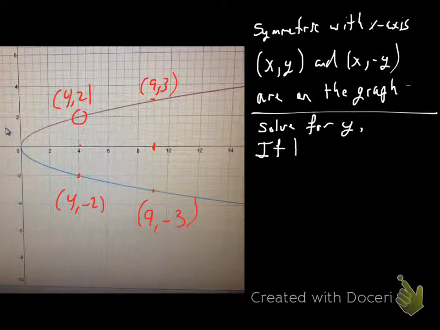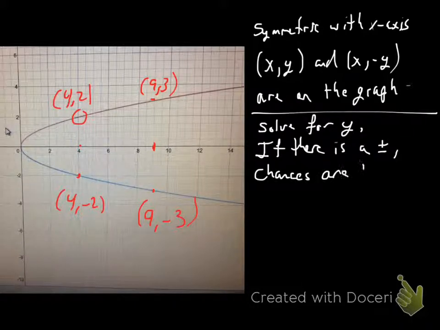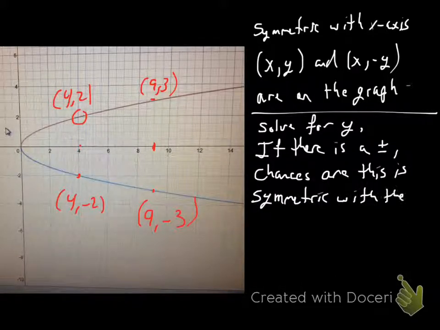So most of the time, our function is going to be solved for y, or it's going to say f of x equals. Now here, if it doesn't say y equals, like in this one, I think it's going to say x equals, and then we'll have to solve and we'll get a plus or minus. So how we do this is, if there is a plus or minus, our chances are that it's going to be symmetric with the x-axis.